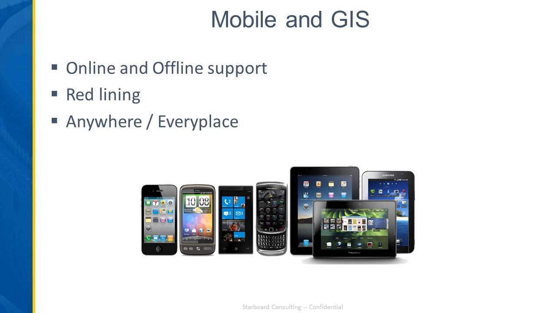There's offline and online support for maps. So if you're in an organization that has dead spots in your cellular network and you want to make sure that that mapping data is available, even if the network isn't, there is functionality for that. Redlining capabilities are also available in the mobile product, and that's generally something that a lot of folks are quite interested in. And finally, we can implement maps with both the Anywhere and EverPlace application frameworks for mobile.